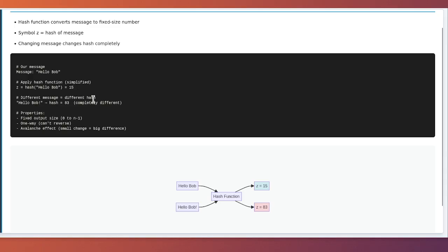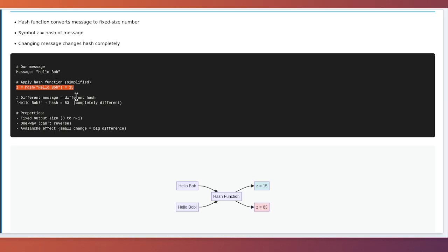Let's say we want to sign the message "Hello Bob." We run this message through a hash function. In real systems, we would use SHA-256, which produces 256-bit hashes. For our example with small numbers, let's say our simplified hash function produces the value 15. So, the hash of "Hello Bob" is 15. We denote this hash value with the letter Z. So, Z is equal to 15. This is what we will mathematically sign.